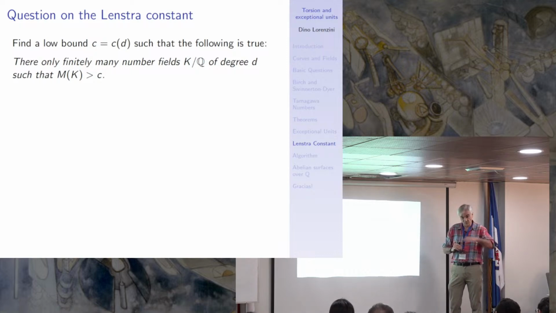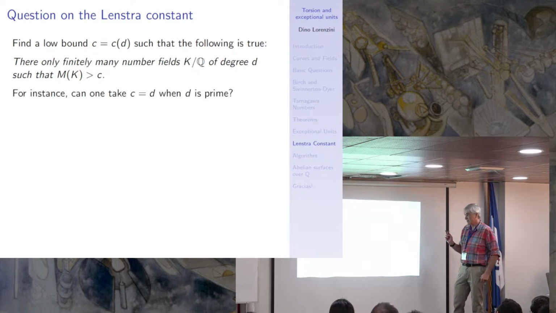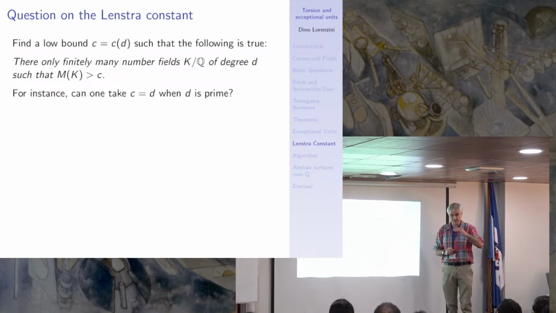All right. So what's the cutoff on the Lenstra constant? At what point can you guarantee there will be only finitely many number fields with a Lenstra constant that big? And my guess, when d is prime, is that maybe d is the cutoff. So I'm claiming that when d is prime, like 7, I'm pretty sure because I can still do computations, there will be only finitely many number fields of degree 7 with a Lenstra constant 8 or more.